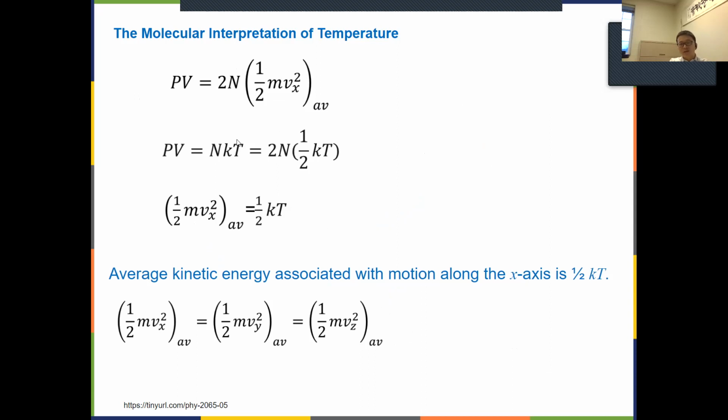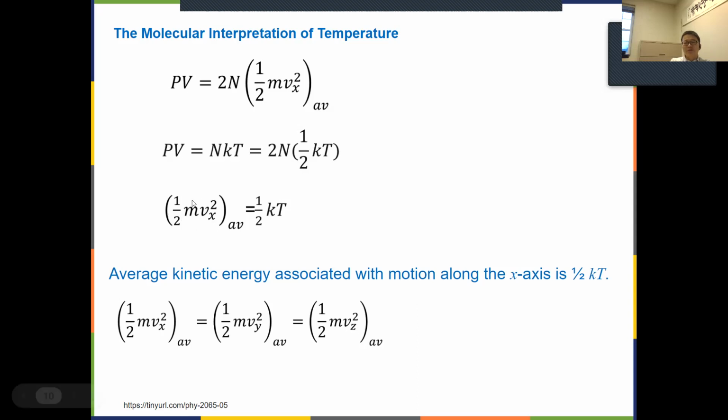We can also take a look at one of the expressions for the ideal gas law. So PV equals capital N kT, and then we will do the same thing here. We'll put 2 in front of N, but then we need 1/2 in front of kT. So we get 2 times N times 1/2 kT. So PV equals this. PV is also equal to this guy, right? So then we can see this 1/2 mvx squared average is actually equal to 1/2 kT, okay? So that's the conclusion here.